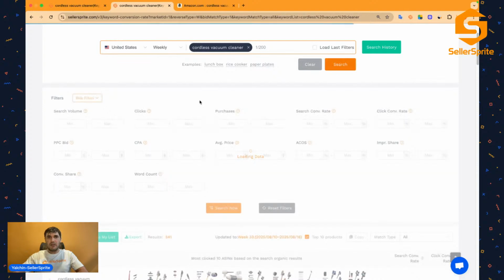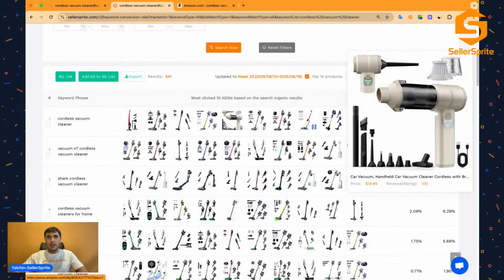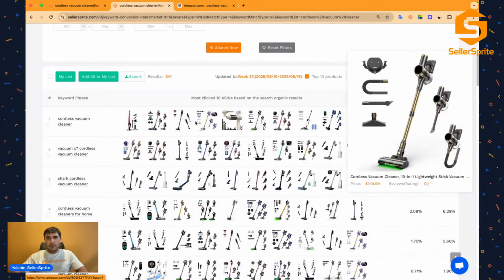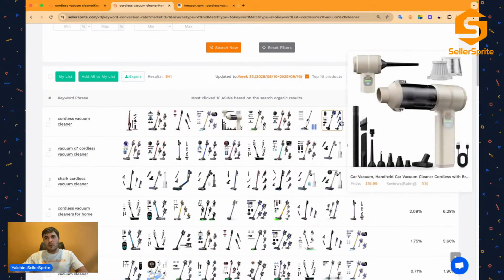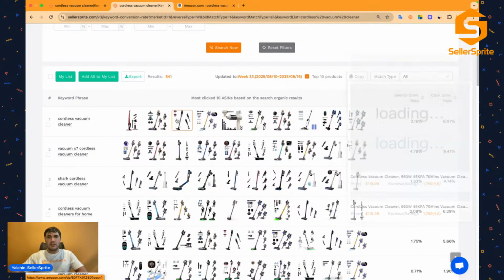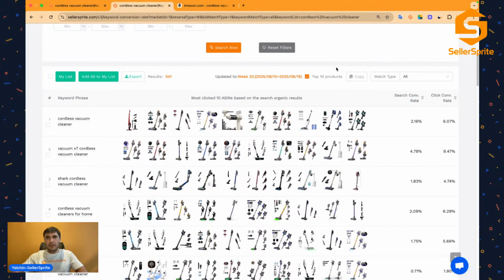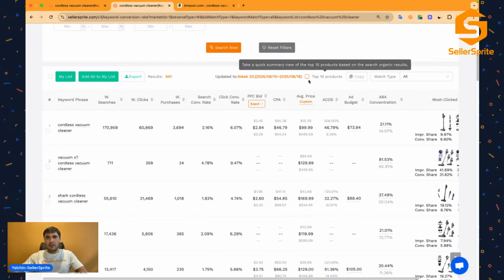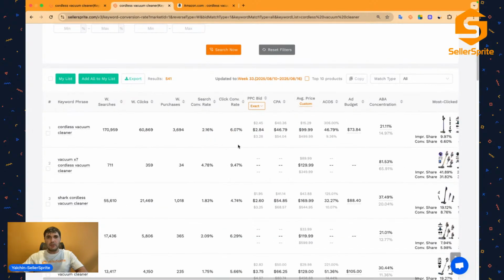Let's check the 1 week data. It's very important from here to understand and analyze. It shows how competitive this category and this keyword are, and how this product got stuck here. Now I just want to analyze the keyword, I don't need to analyze the product.